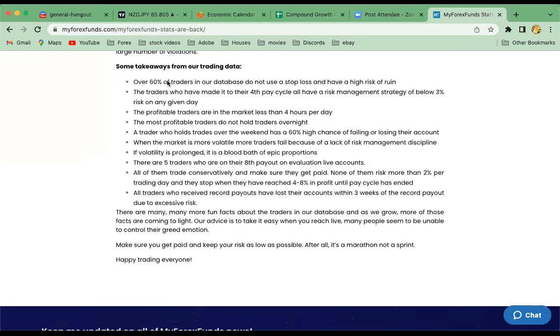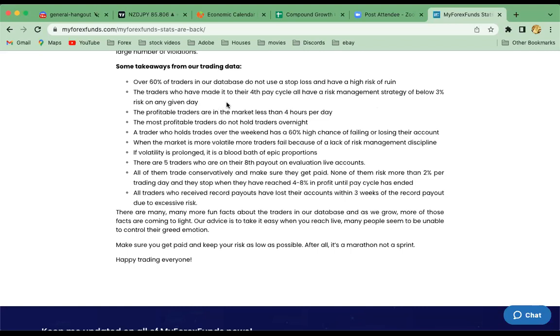So it's more than half the people that go and get these accounts blow their accounts because they're trading with no stop loss. That's what it's already showing you, the statistical fact. So what does that tell you, people? Put a stop loss on your trade. This is how you become a better prop firm trader. The traders who have made it to their 4th payment cycle have a risk management strategy of below 3% on any given day.